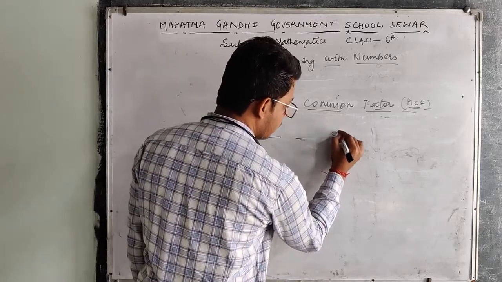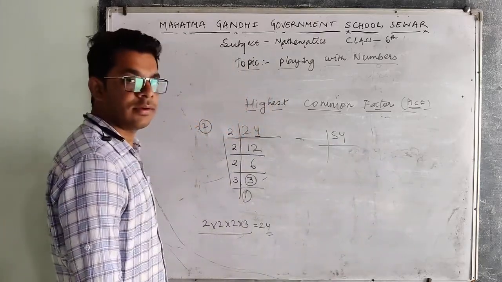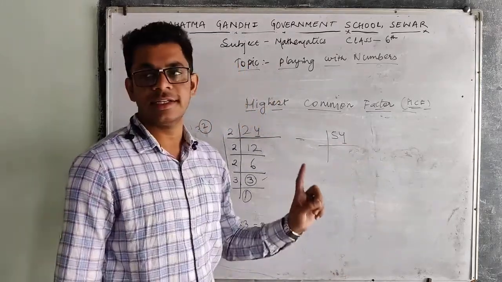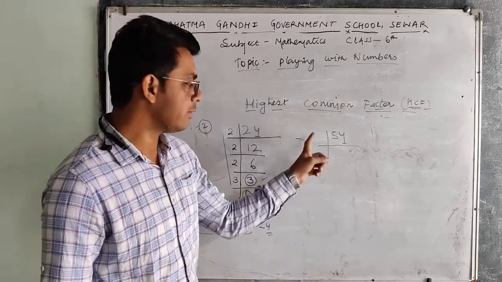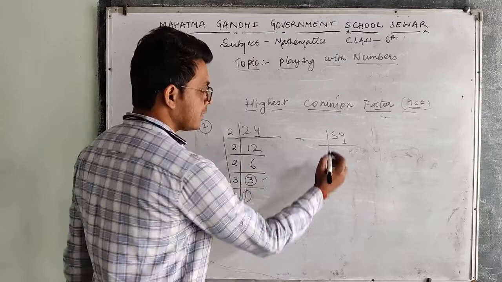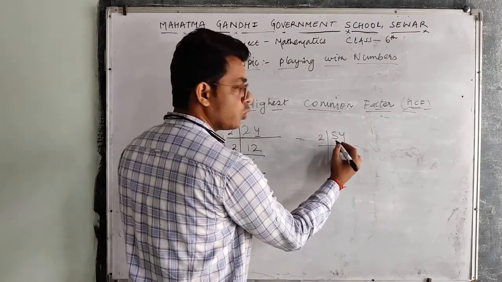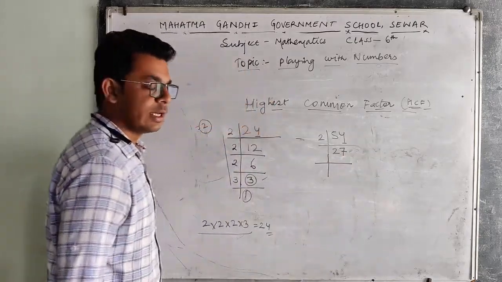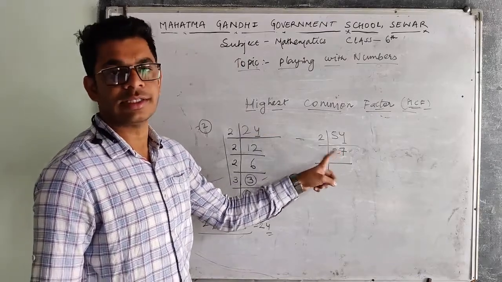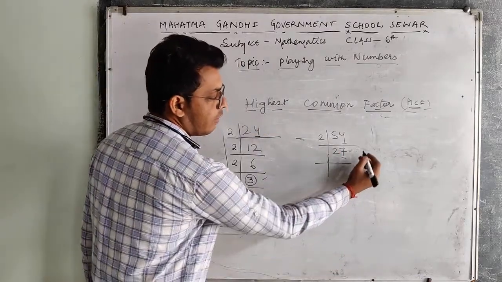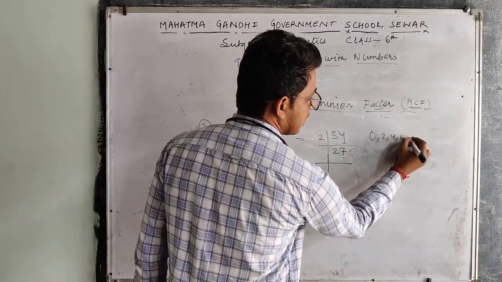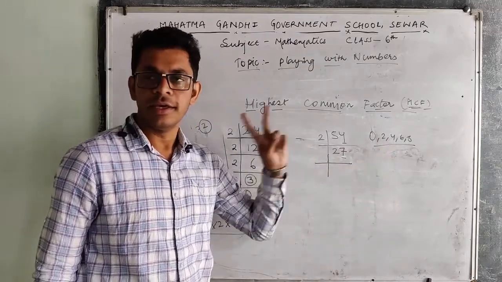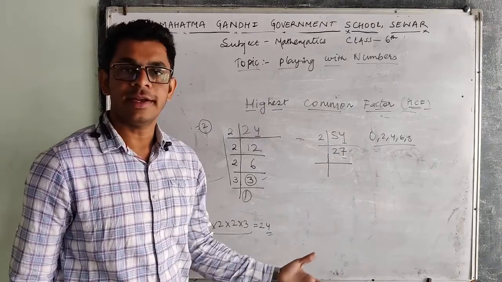We will take here 54. According to the divisibility rules, if the last digit is either 0, 2, 4, 6 or 8, it will be completely divisible by 2. We will place 2 here. 2 1s are 2, 2 2s are 4, 2 7s are 14. So the quotient came out as 27. Now we see the last digit. What did I say? 0, 2, 4, 6 and 8. 7 is not among them, so it will not be divisible by 2. What will be next? That is 3.